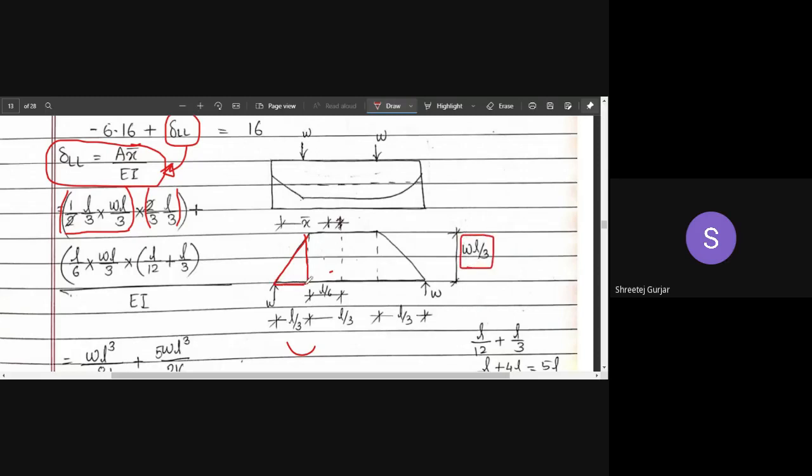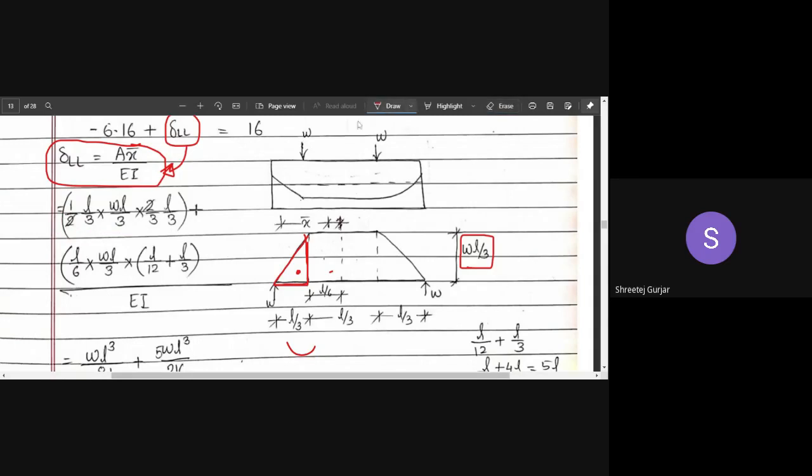Half base into height into the perpendicular distance, right? Into the centroidal distance from the support. That is 2/3 of L by 3. So this first term is for the triangular part.